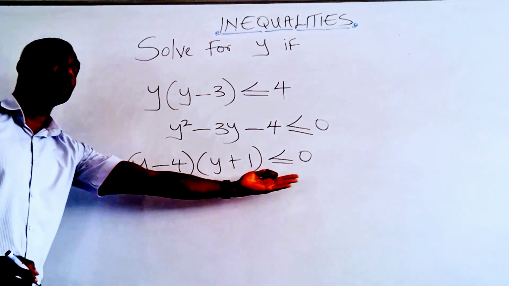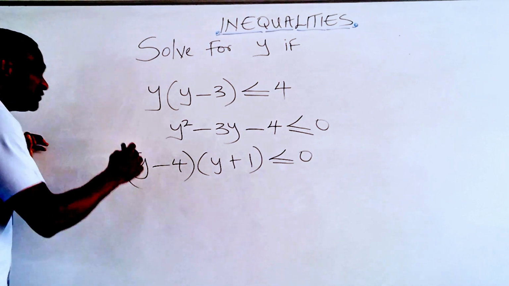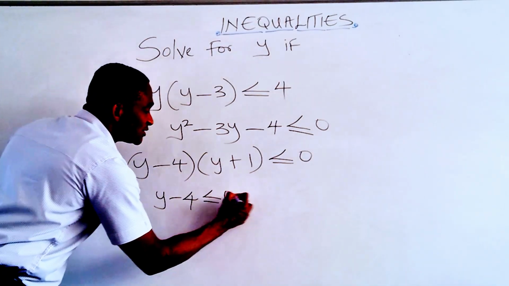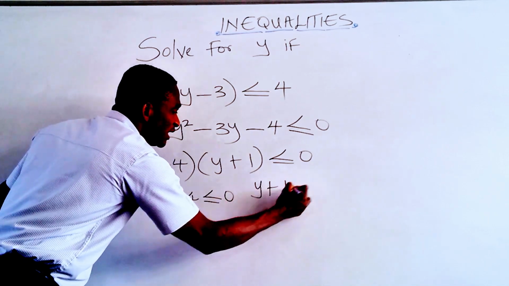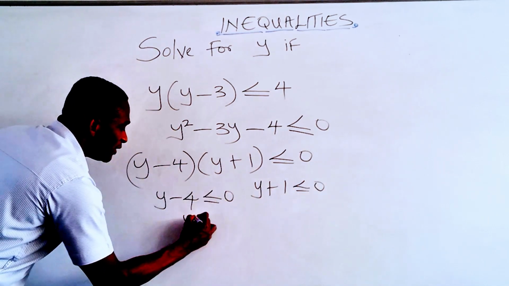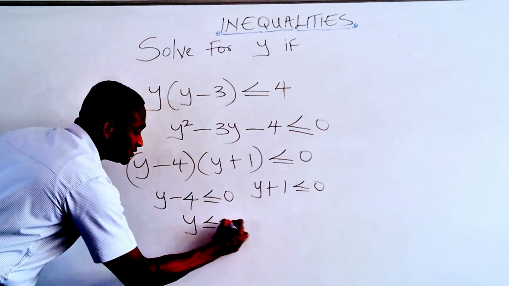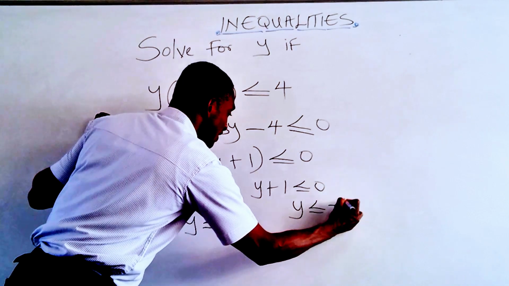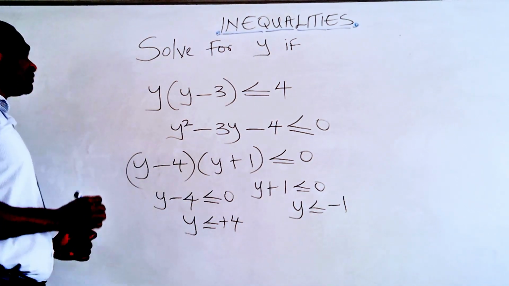Now equate individual brackets to 0. Equating individual brackets to 0, I have y minus 4 is less than or equal to 0, and I have y plus 1 is less than or equal to 0. So y will be less than or equal to positive 4, and y will be less than or equal to negative 1.